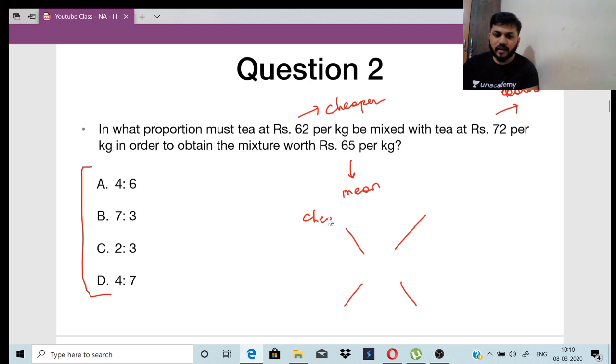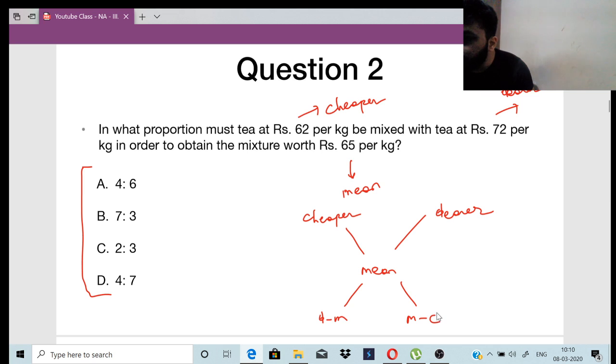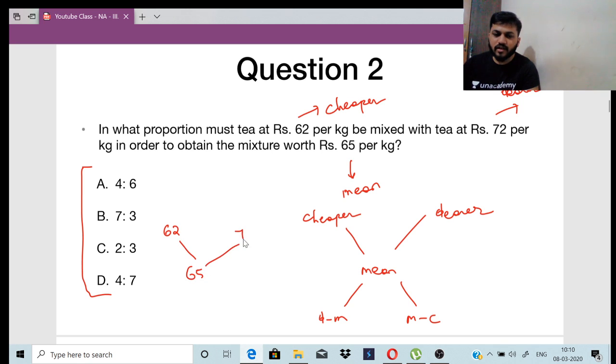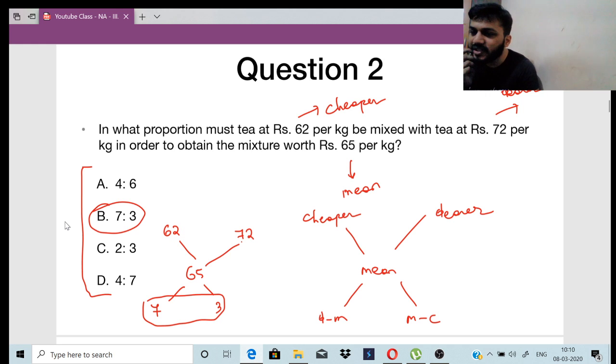Okay, cheaper, dearer, mean, and here it is D minus M and M minus C, right? D minus M and M minus C. Yes, Chahat and Vishnu, you both are right. What is cheaper quantity? 62, right? What is mean quantity? 65. What is dearer quantity? 72, right? 72 minus 65, 7. 62 minus 65, 3. So what is the answer? 7:3, right? 7:3 will be the answer.